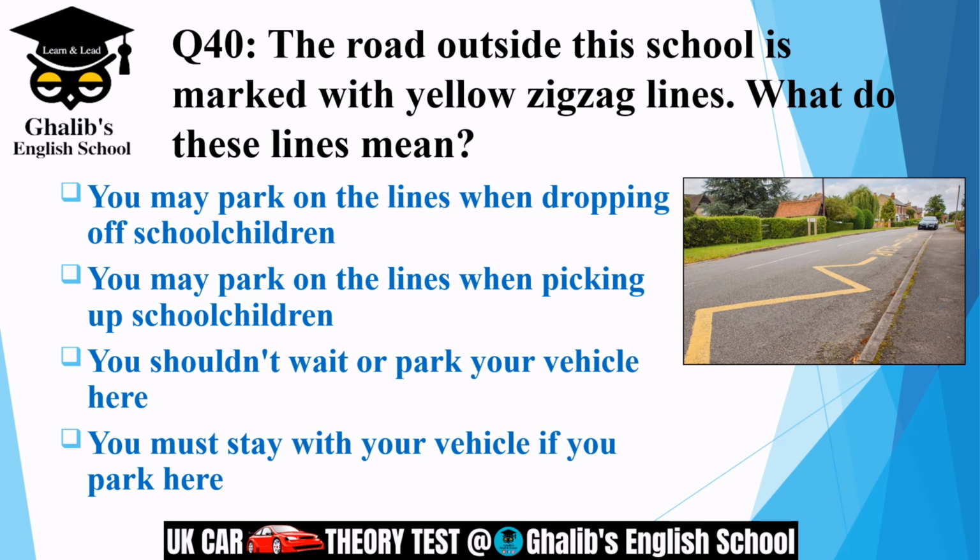Question 40. The road outside the school is marked with yellow zigzag lines. You can see clearly in this picture. What do these lines mean? You may park on the lines when dropping off school children. You may park on the lines when picking up school children. You shouldn't wait or park your vehicle here. You must stay with your vehicle if you park here. The correct option is you shouldn't wait or park your vehicle here.